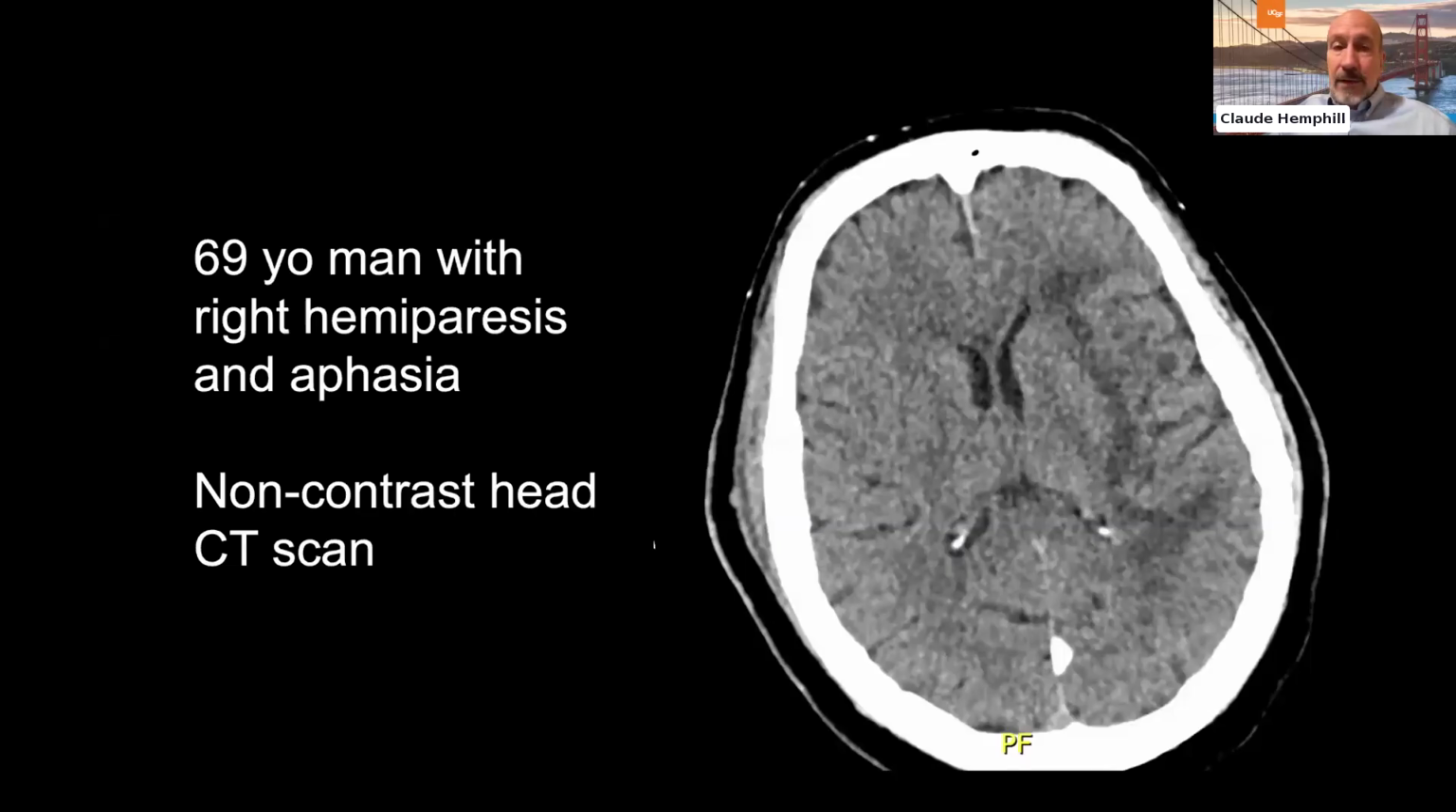So the other area, we talk about neuroimaging. Here's a patient that I was taking care of about a week or so ago. 69-year-old man, right hemiparesis, aphasia. He gets a non-contrast CT scan. And I look at it and I see there's some hypodensity on the left side, and he's got a left middle cerebral artery clinical syndrome.